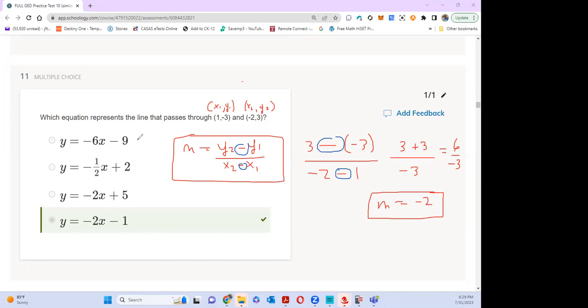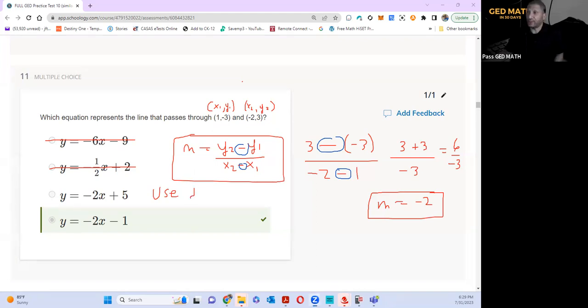The slope of A is -6, so it can't be A. What's the slope of B? The slope of B is -1/2, so it can't be B. So the last two equations have a slope of -2, so it could be C or D. What's the next step now? Now that we know the slope, what can we do? Now we can do the point slope form.